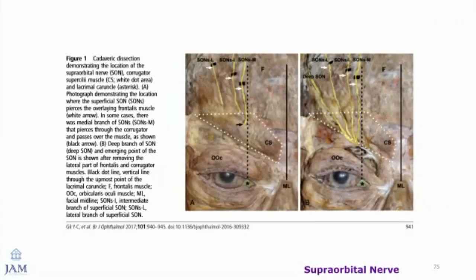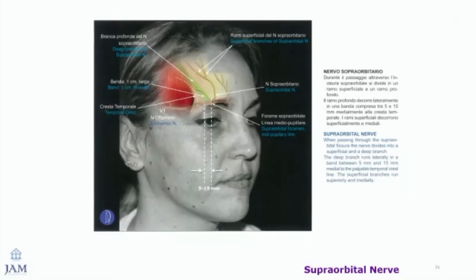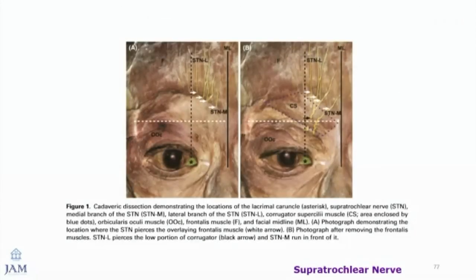The supraorbital nerve divides into superficial and deep branches, especially the most lateral part. The deep branch runs beneath the frontalis. So we need to pay attention when you focus on the forehead, especially the lateral side. For the territory of these two nerves, the lateral caruncle or lacrimal caruncle or medial canthus is a very good landmark.